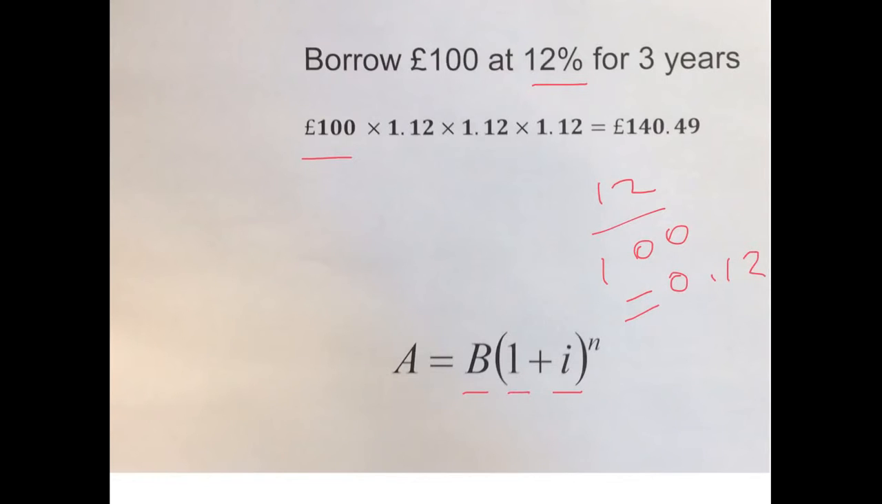How many years was the loan for? It was for 3 years, so it's going to be 1.12 cubed. So the final answer is arrived at: 100 times 1.12 cubed equals £140.49 in total.